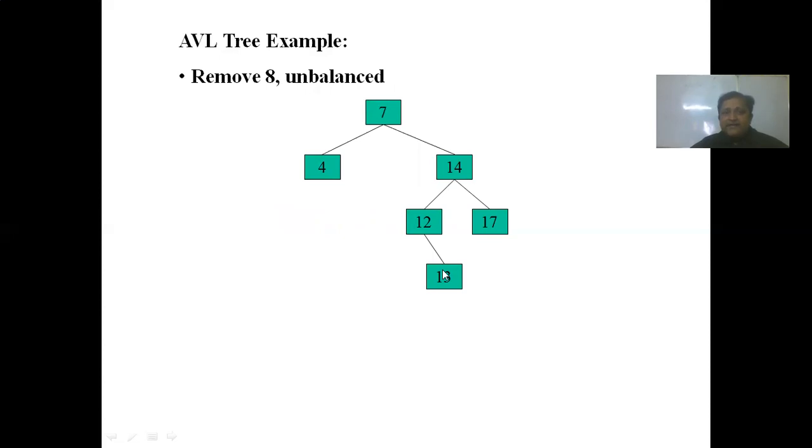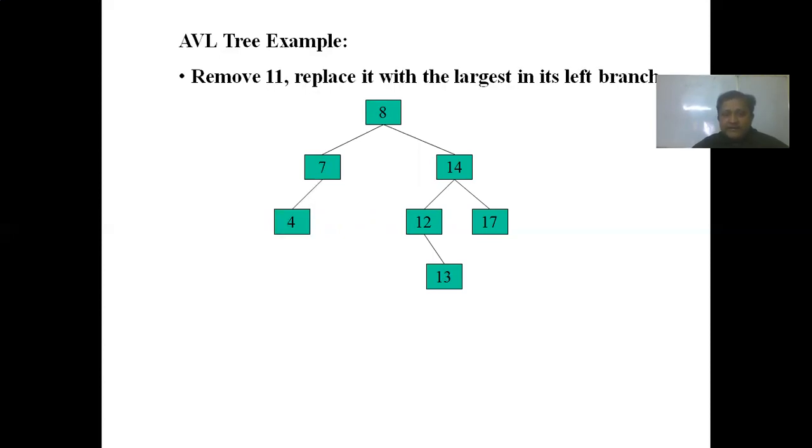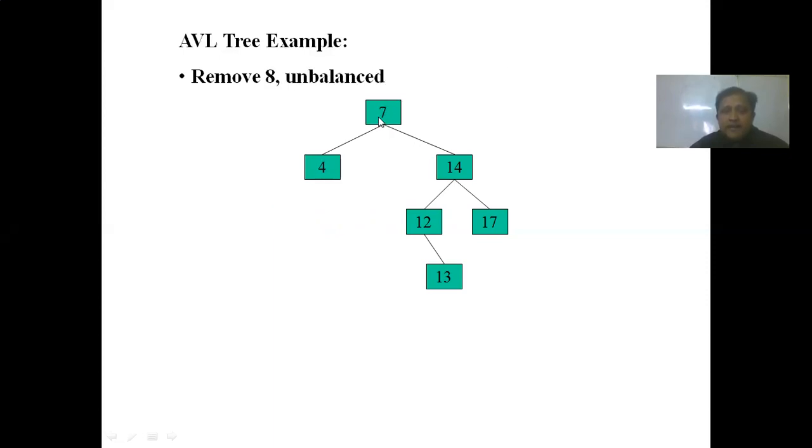Now remove 8. Suppose we are removing 8. What is the highest node in the left subtree? That is 7. That occupies the position of 8, becoming the parent node. Now it creates an imbalanced situation because 7 is unbalanced. Why? Because 1 is the height of the left subtree, 3 is the height of the right subtree, so it's minus 2.